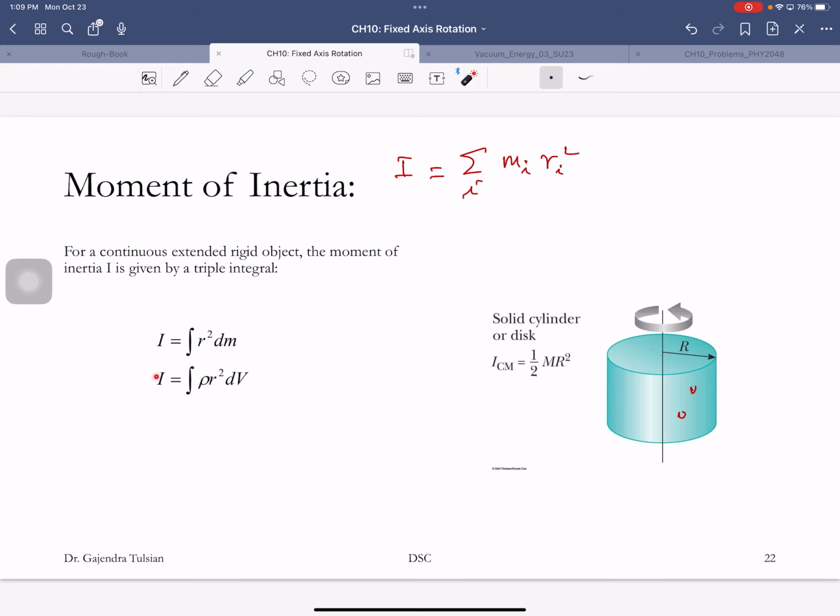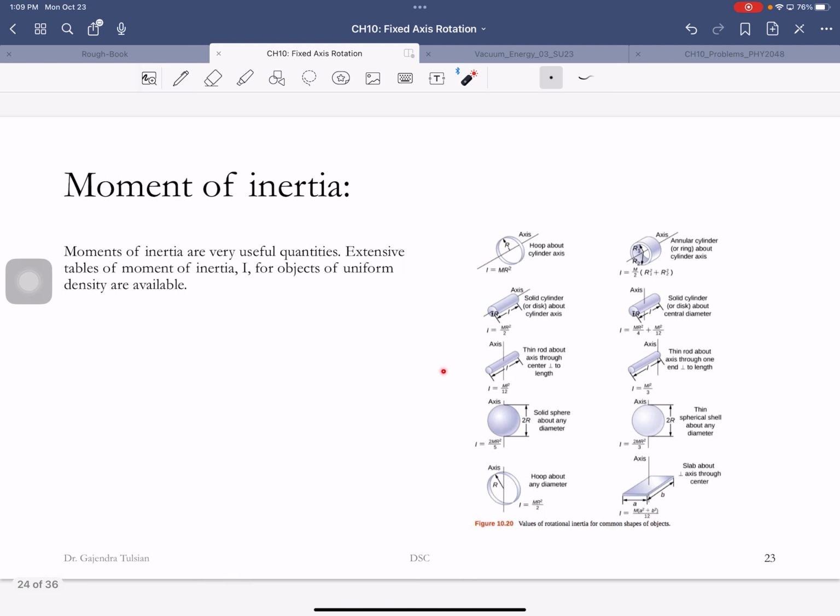And again, this is a three-dimensional integral. The mass is density times volume, and so here's what the integral will look like: dx, dy, dz. So that's a three-dimensional integral that you'll be doing. Of course, for regular objects, they're kind enough to do that for you, and you will have tables like this all over the place. So these quantities are useful. So, moments of inertia.